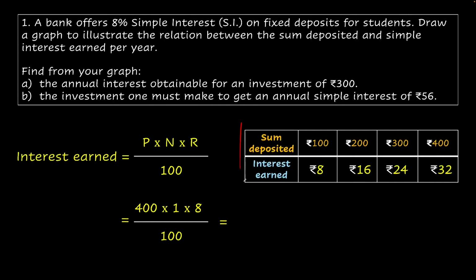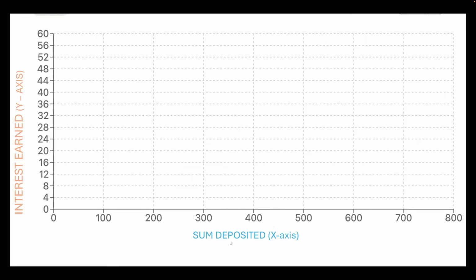Now that we've built our entire table, let's plot the graph for this table, because we need to find these answers from the graph. As you can see in the question, find from your graph. And we need to first find the interest for about 300 bucks, and the investment for an interest of 56. So this makes things slightly more tricky. Let's first figure out what the axes are. So here we have taken on the x-axis the sum deposited in multiples of 100, because we don't need to go more granular than that for the purposes of this question. But on the interest side, we have taken multiples of 4 to make things easier for us to figure out even the smaller values.